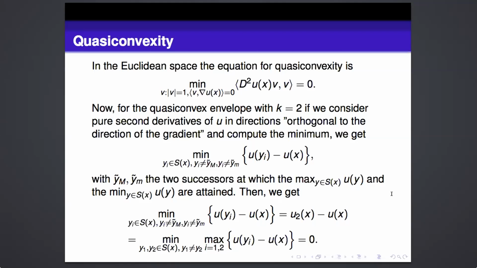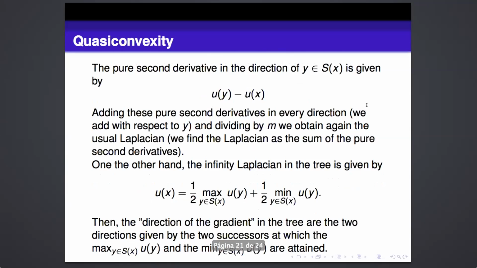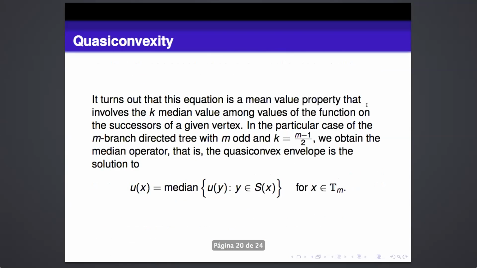So also in this case, also for this ambient space and with this definition of quasi-convexity, what you have is a parallel between the equation that holds for quasi-convex functions in the Euclidean case and the equation that characterizes the quasi-convex envelope, which is this one with the median in this tree, in this, let me say, infinite directed graph, a regular graph.